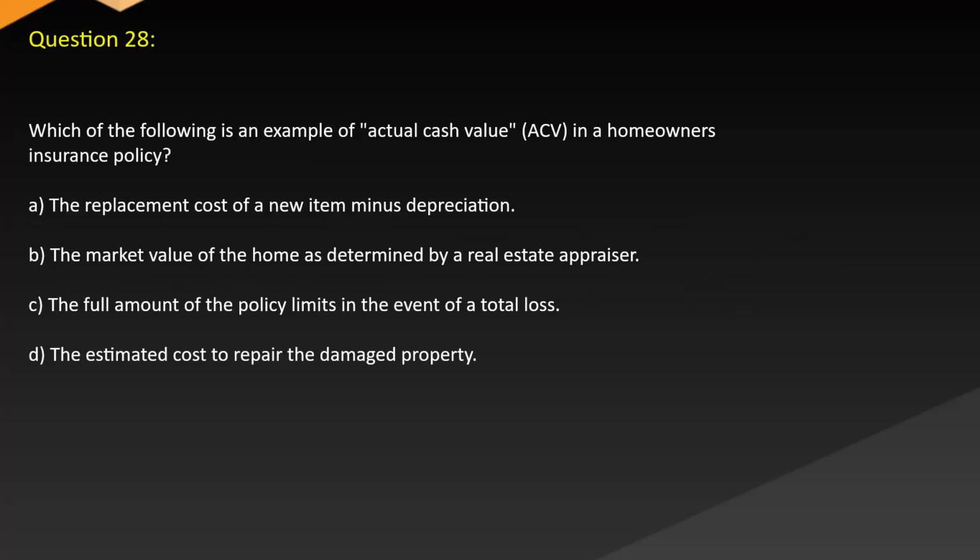Question 28. Which of the following is an example of actual cash value in a homeowner's insurance policy? A. The replacement cost of a new item minus depreciation. B. The market value of the home is determined by a real estate appraiser. C. The full amount of the policy limits in the event of a total loss. D. The estimated cost to repair the damaged property.